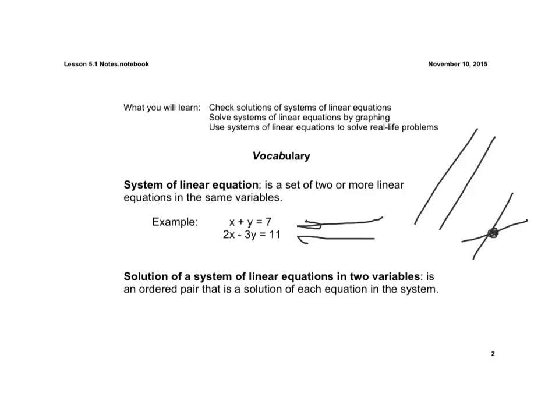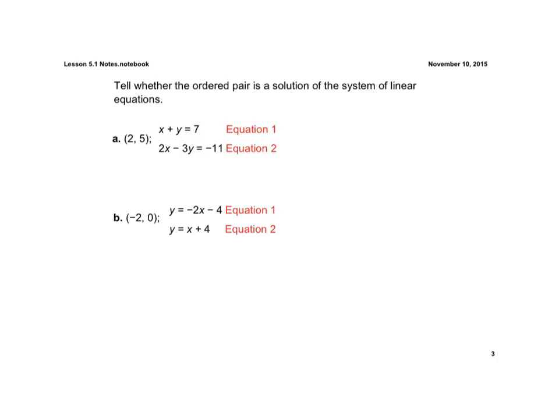Now, a solution of a system of linear equations in two variables is an ordered pair that is a solution to each of the equations in the system. So what we're looking for is this point that makes this equation true and makes this equation true. So the first thing we need to be able to do is determine, is an ordered pair a solution to the system? To do this, we must plug it into each equation and see if it makes it true.